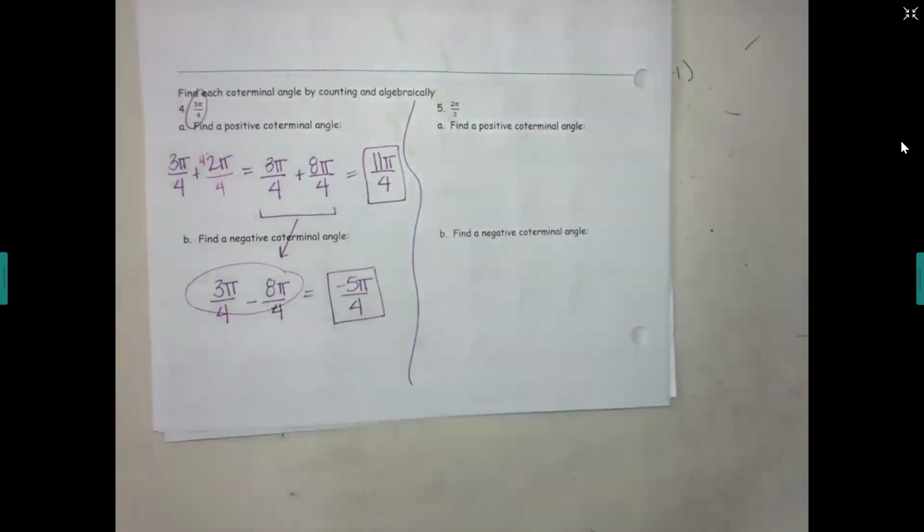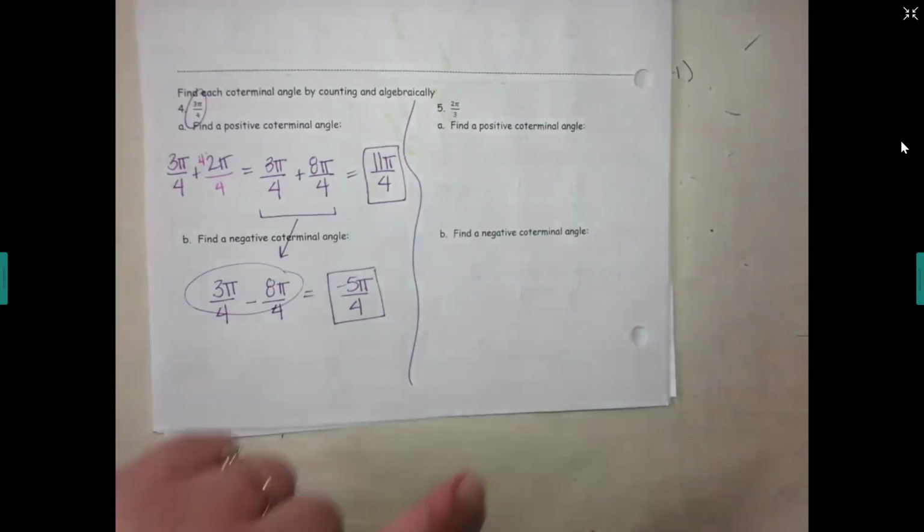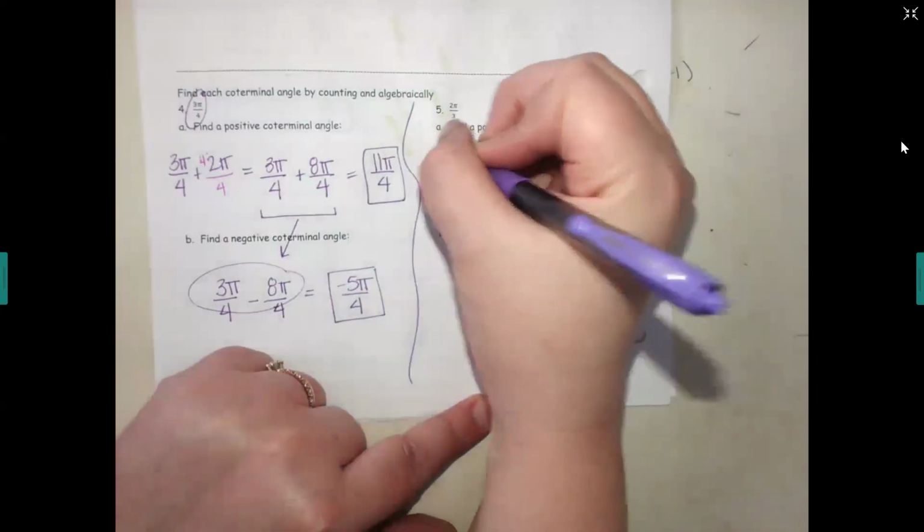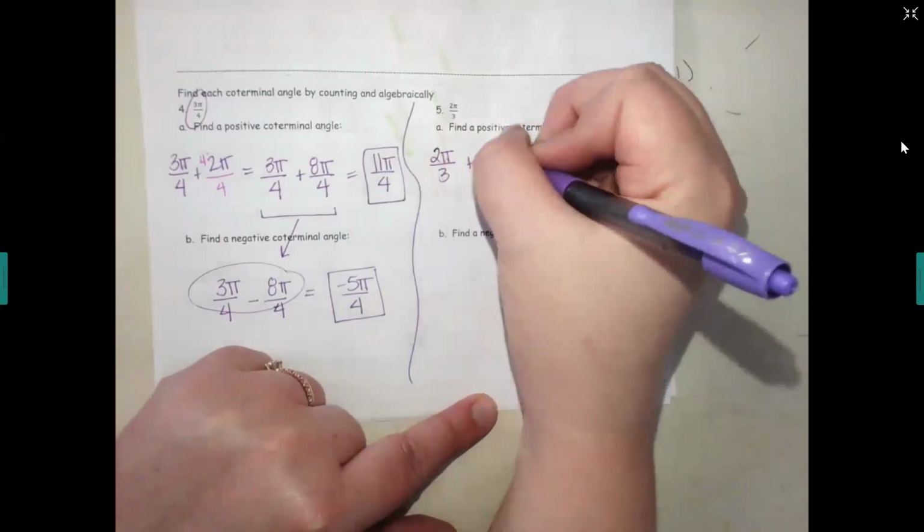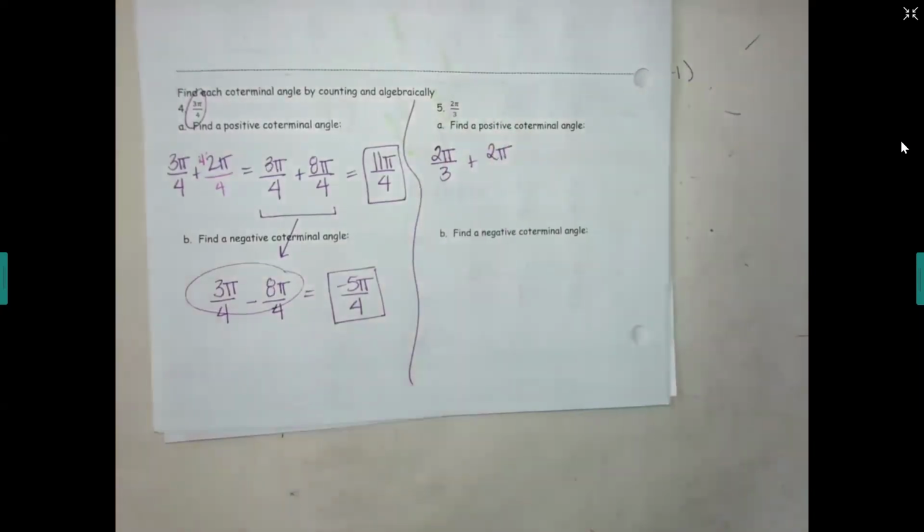All right, last example like that. Write down 2π thirds. We're going to add 2π to that for a positive coterminal angle. So I have 2π thirds, and I want to add 2π. But my 2π doesn't have a bottom, and I need it to have what number on the bottom to match? A 3. If this has a 3, then this needs a 3 on the bottom as well.